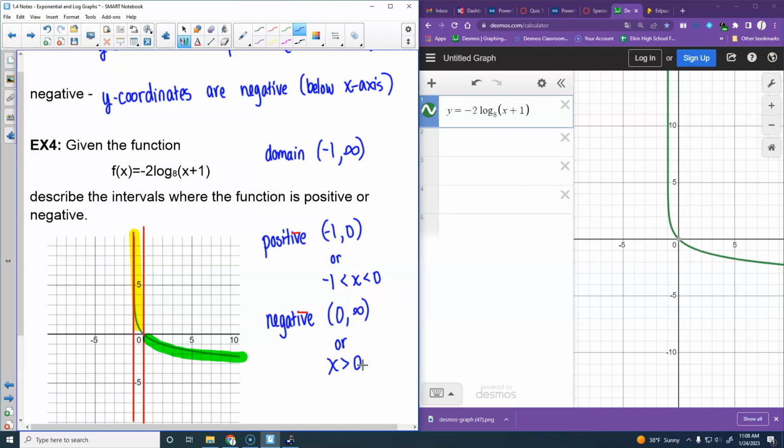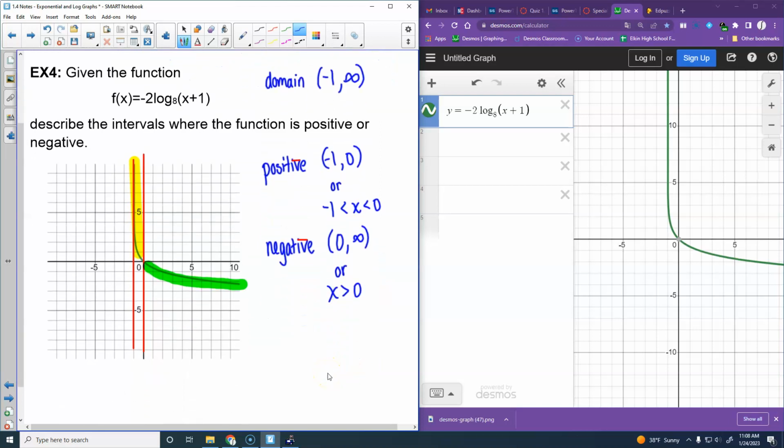Now, I'm going to try to show you what students do wrong on this. A lot of times I see this. So this is wrong. Don't write it down. But when they do positive, they'll do infinity to 0. And when they do negative, they'll do 0 to negative infinity. They're looking at the y's, right? But it's so easy to get sucked into doing that. Like it kind of looks right.